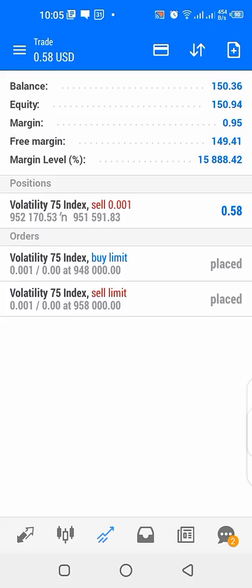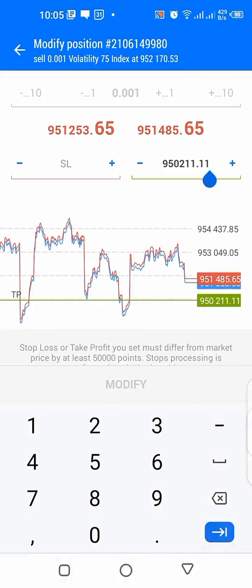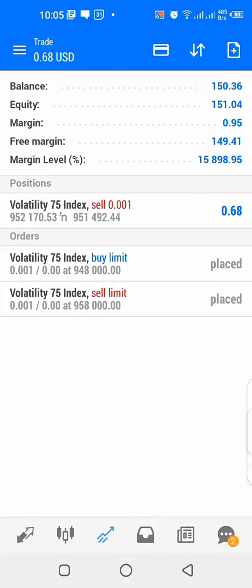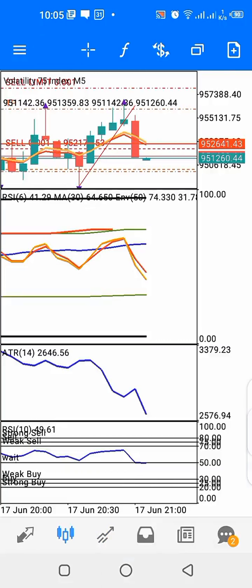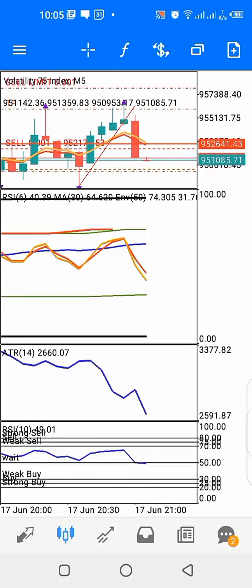The current running sell trade is in profit, as you can see. So I'm looking at the take profit. I have my entry at 950,170, and the take profit is 950,211. So I need to adjust the take profit to match exactly 2,000 points. But for now, the trade is doing well.